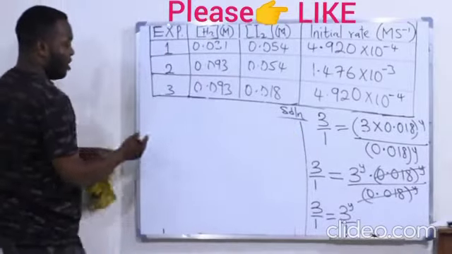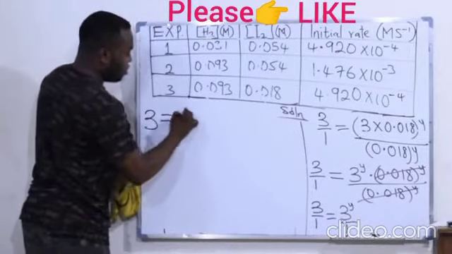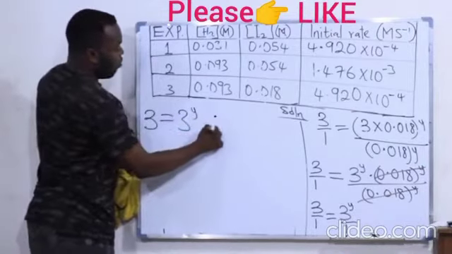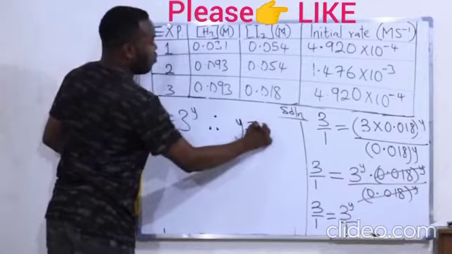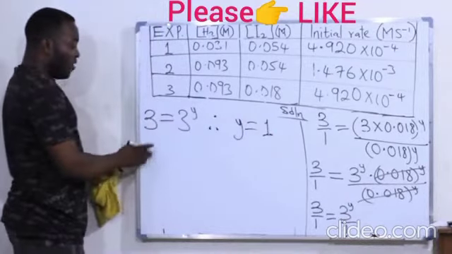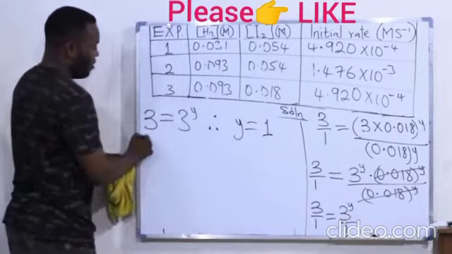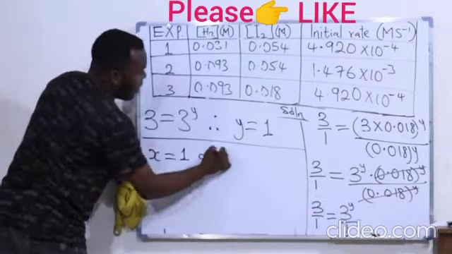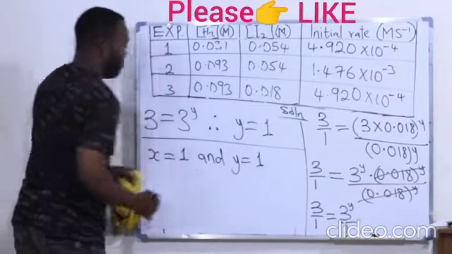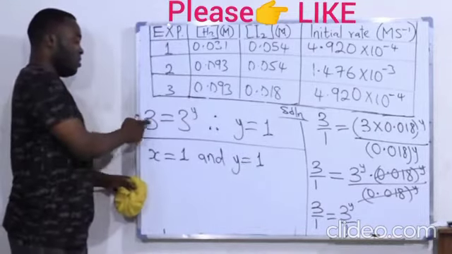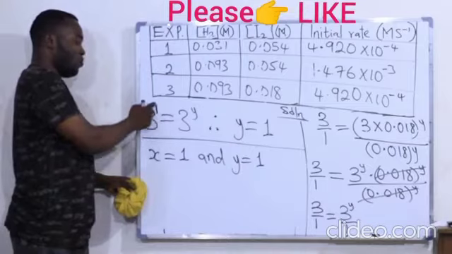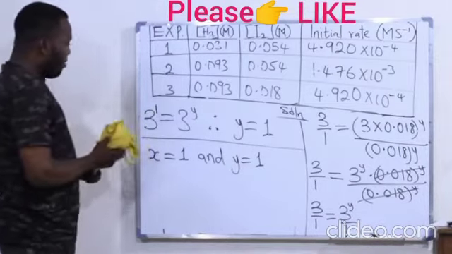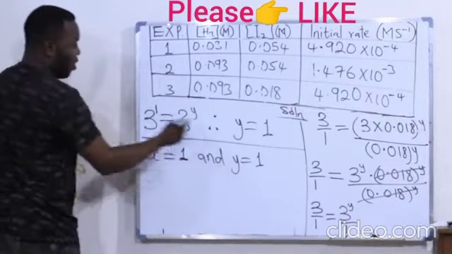And from there you have 3 is equal to 3 to the power y. And what is the power of this 3 here? It is 1. Therefore, my y is equal to 1. I have gotten the values of x and y. In summary, my x is 1 and my y is also 1. Remember, 3 here, the power is 1. This is 3 raised to the power y is equal to 3 power y. So y is 1. Now, I have gotten x is 1 and y is 1.